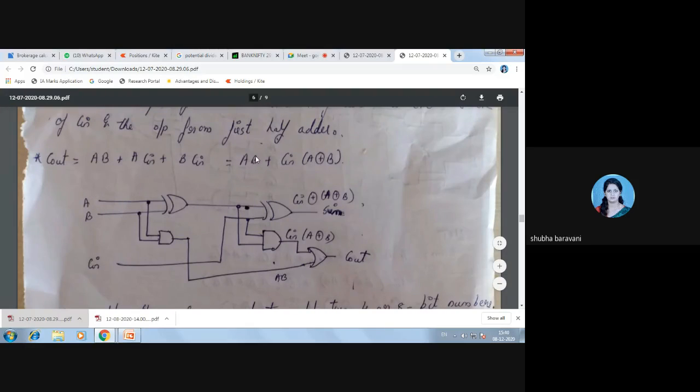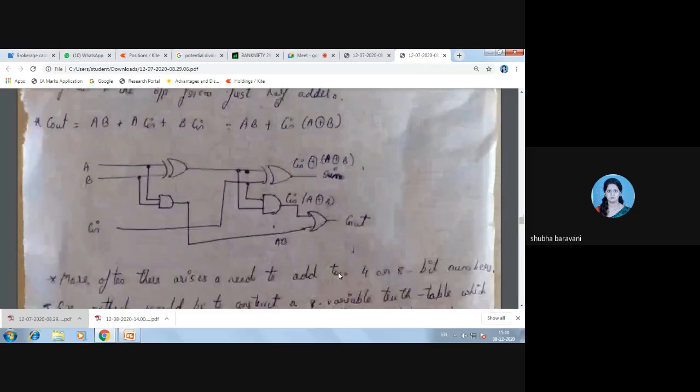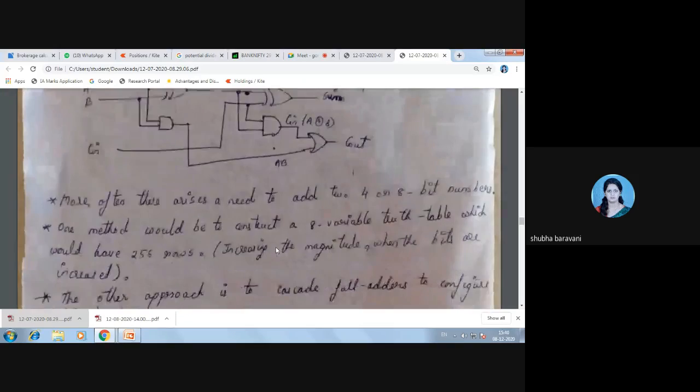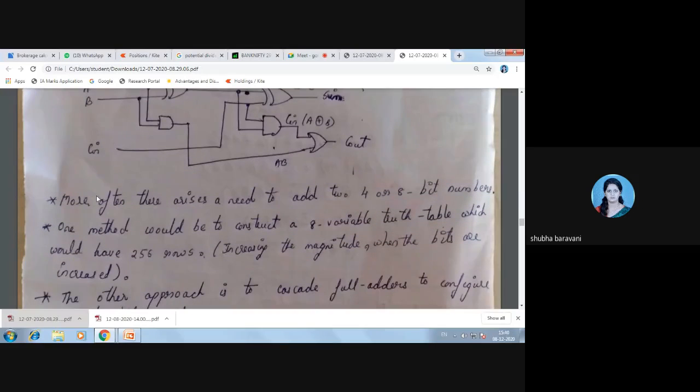Did you understand how I can implement two half adders to get one full adder? Is this understood? Yes, ma'am. Okay, right? So that is what I have written here.